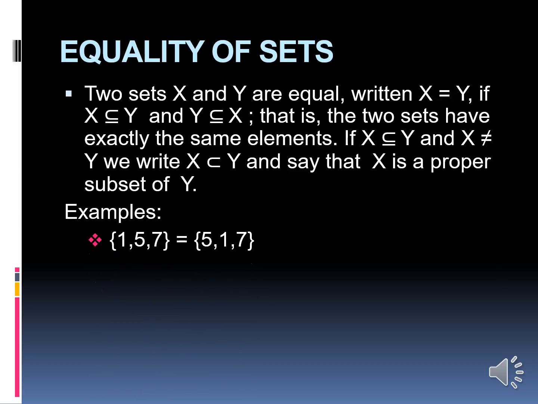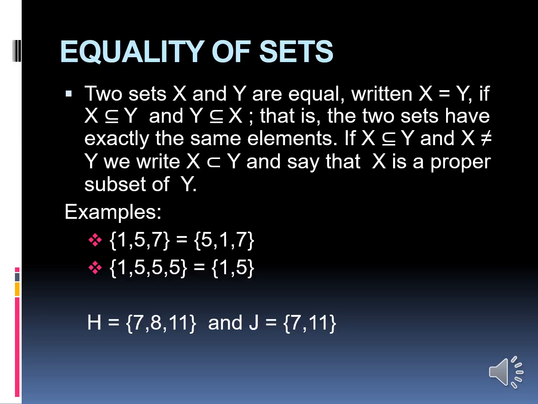For example, we have the sets 1, 5, 7 and 5, 1, 7. These two sets are equal because the order of the elements doesn't matter. Another, we have a set which contains 1, 5, 5, and 5, and another set which has 1 and 5 only. These two sets are equal because if there are repeating elements, we can also write them as one element.